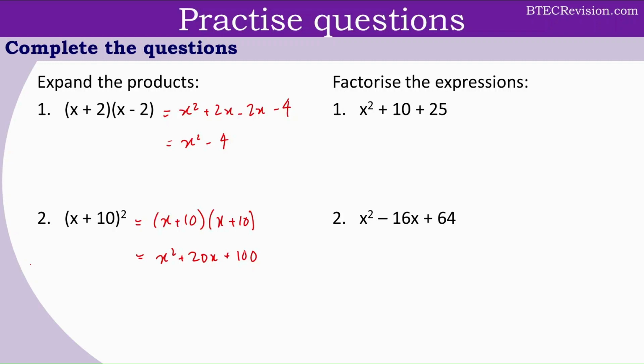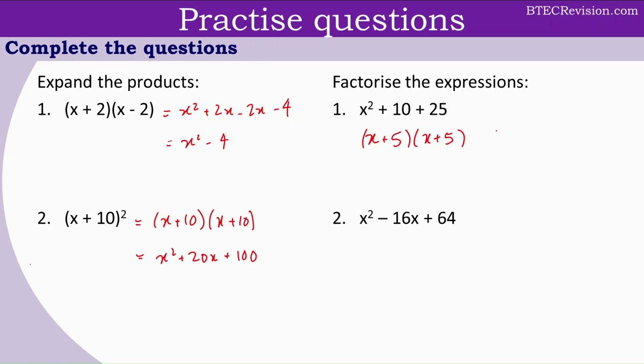For the factorization question, number 1, we have x. Now, we must have a term that adds together and multiplies together to give 10 and 25 respectively. And therefore, we must have a positive number for both numbers inside the brackets. So we need to think which number can multiply together to give 25, but add together to give 10. So that has to be the number 5.